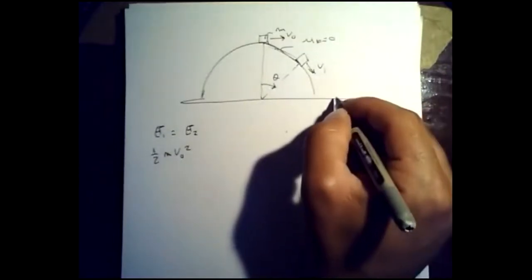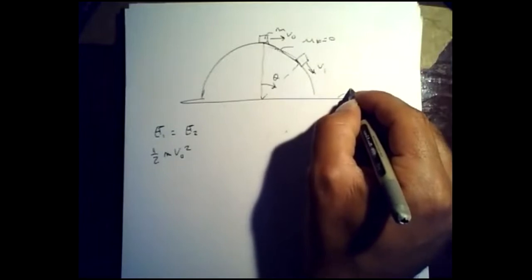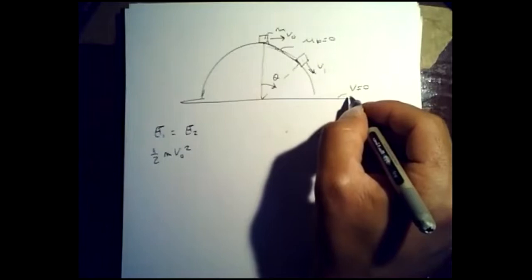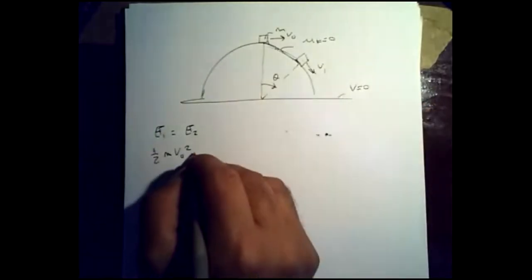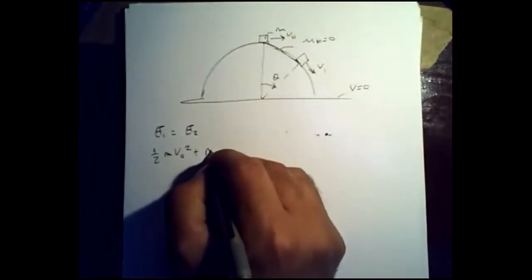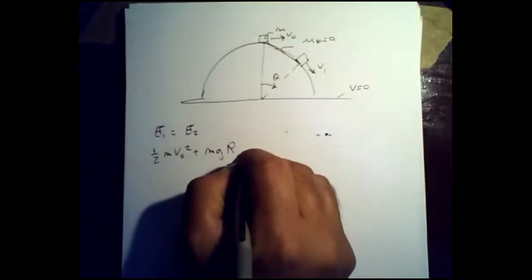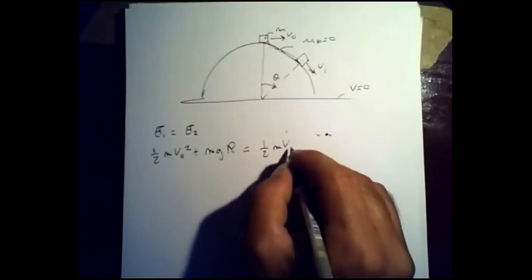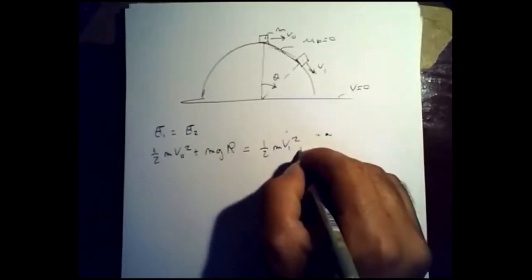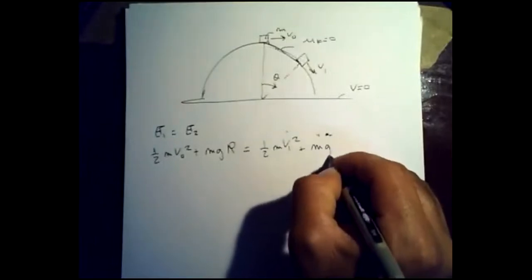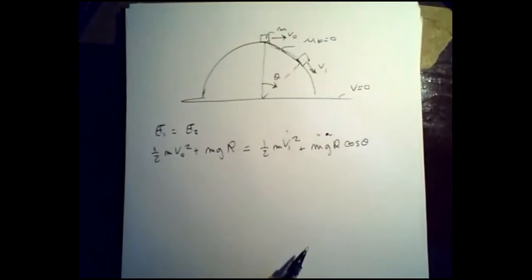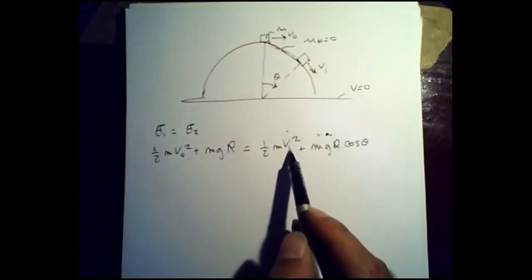plus the potential energy. So I'm going to call this my reference, where the potential energy is 0, right? So at state 1, I'm going to have mgr. And then for E2, I'm going to have 1 over 2 m V1 squared plus the elevation, which is mgr cosine theta. So I can use this to find the velocity at state 1, right?